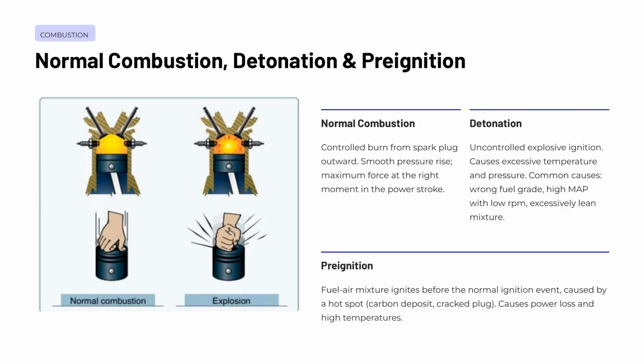Pre-ignition occurs when the fuel-air mixture ignites before the spark plug even fires. This is typically caused by a hot spot inside the cylinder, such as a carbon deposit or a cracked spark plug, that becomes hot enough to act as an ignition source on its own. Pre-ignition can cause significant power loss and dangerously high cylinder temperatures. It can also lead to detonation, making the two conditions particularly harmful when they occur together. Recognizing and understanding both of these abnormal combustion events is essential for protecting your engine and responding correctly in flight.